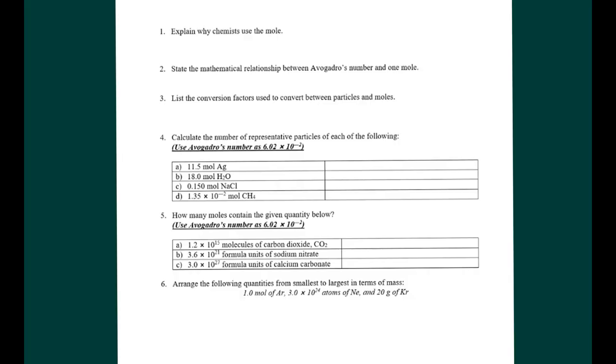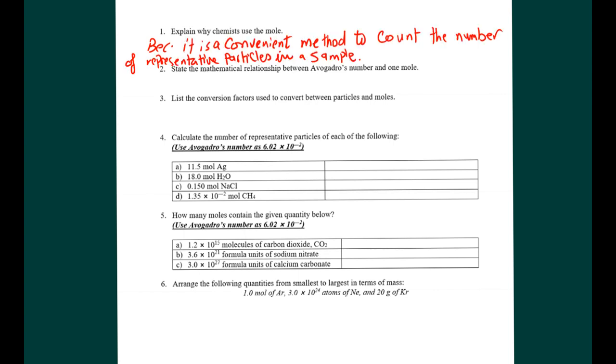Let's start answering the questions. Question 1. Explain why chemists use moles. Chemists use mole because it is a convenient method of knowing how many representative particles are in a sample. Question 2. State the mathematical relationship between Avogadro number and mole. You know that 1 mole of any substance contains Avogadro number, which is 6.02 times 10 power 23 representative particles.